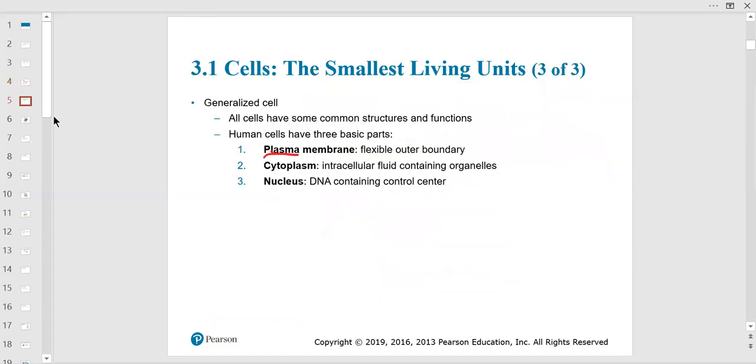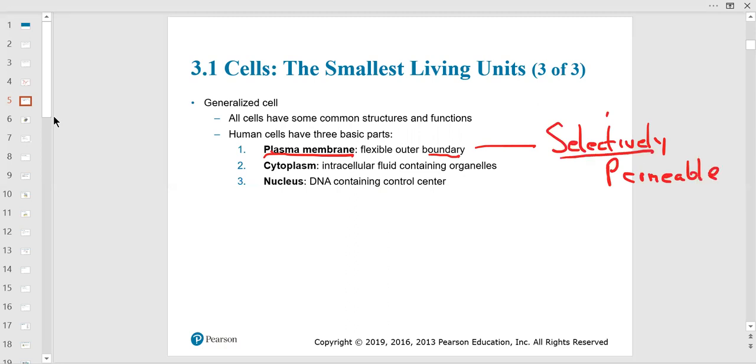So the outer part is a plasma membrane. And this is not just a cell wall. It's not just a boundary. It is a boundary. It keeps things inside and outside like a prison, but not that tight. This is very selectively permeable. So that's the function, basically. Permeability means allowing things in and out, like sodium, like glucose, sometimes a lipid-soluble thing like testosterone, oxygen, water, carbon dioxide, amino acids, all different things that the plasma membrane is very picky about when and how things should go either in or go out.